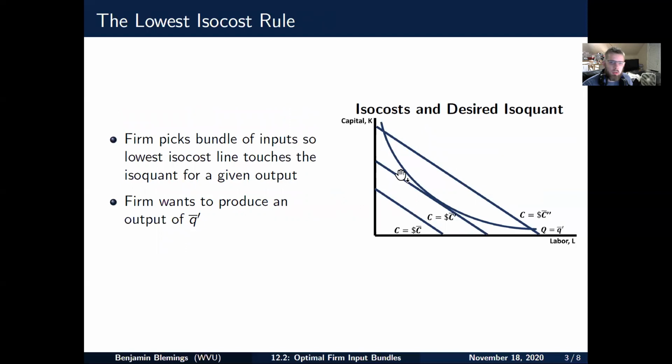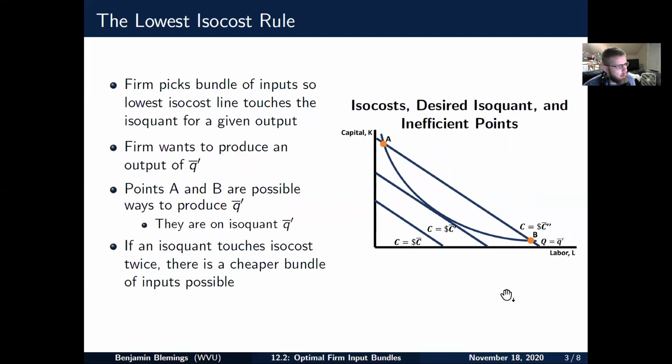And so let's just say for a moment the firm wants to produce Q bar amount of output. So this Q bar prime is just a number. I have Q because I don't want to have to choose a number right now. And we know points A and B are possible ways to produce Q bar. So if you have this combination of a lot of capital and a little labor at point A, you can produce Q bar prime amount of units. And because they're on this isoquant, this is literally what this means. Or if you have a lot of labor and a little bit of capital at point B, this is another way that you could produce Q bar units.